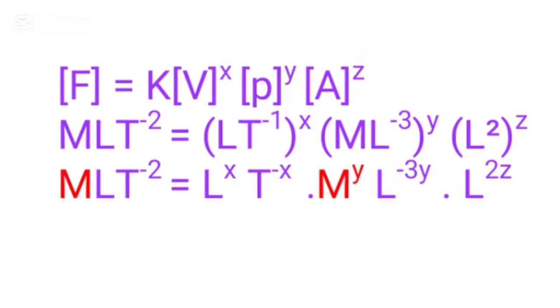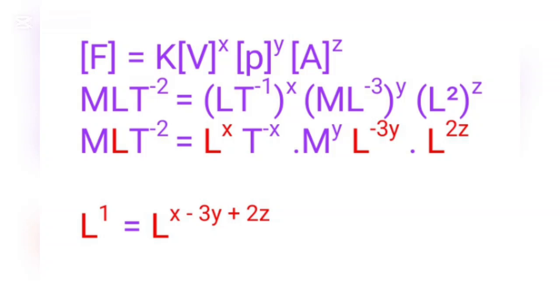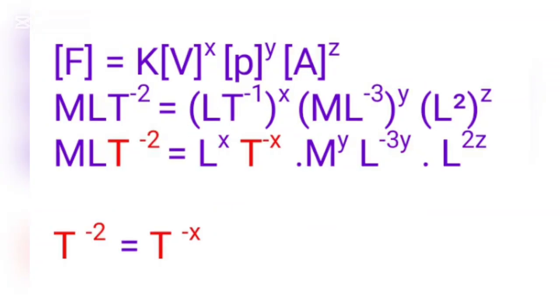We'll now collect like terms together. We start with M. We have only one M on the right hand side of the equation, which is M^y. We have three L's: L^x, L^-3y, and L^2z. Putting them together, we have L^(x - 3y + 2z). We have only one T, which is T^-x.